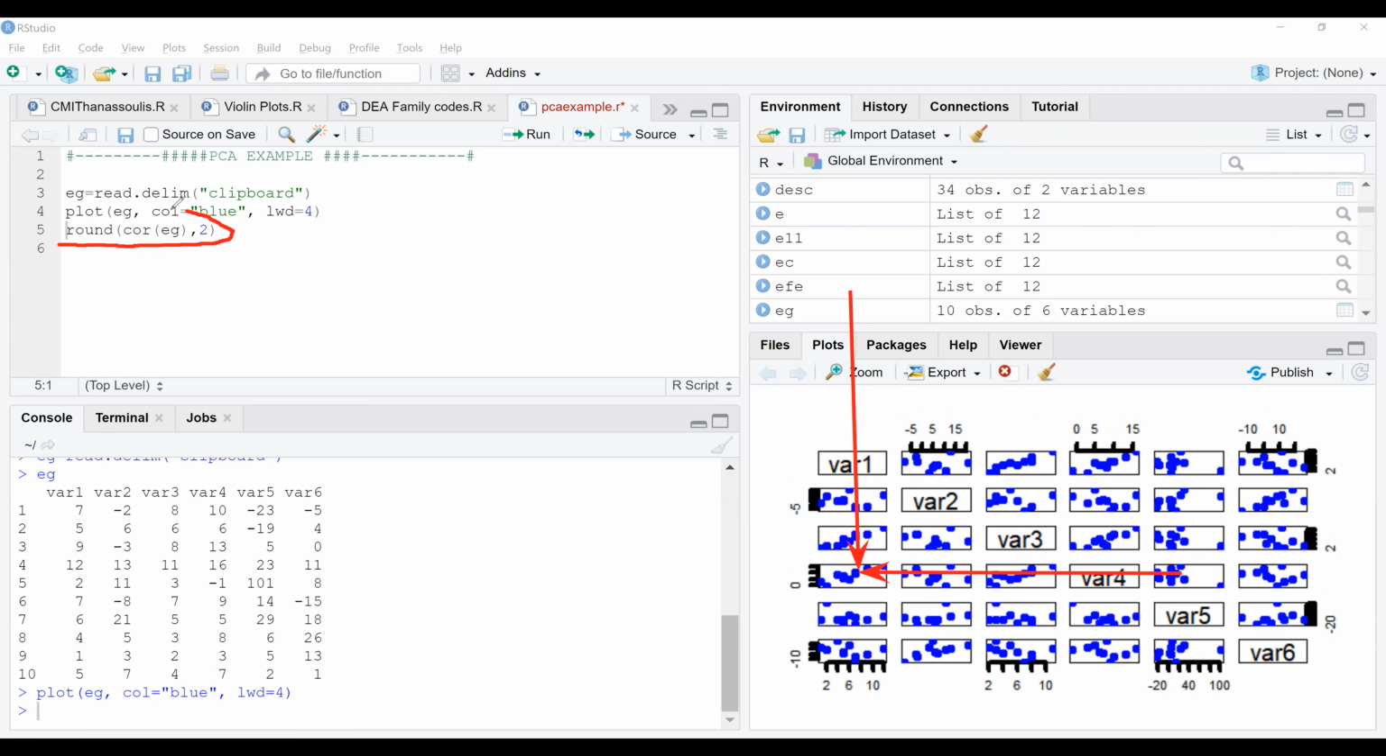Round cor example. Now that round means that you want the results to be in 2 decimal places. So the round means correct to what decimal places? Round it to 2 decimal places. Other than that, it would have been just cor and then in brackets the name of the data set. So you run this thing, and then what happens is that you now have the correlation matrix.